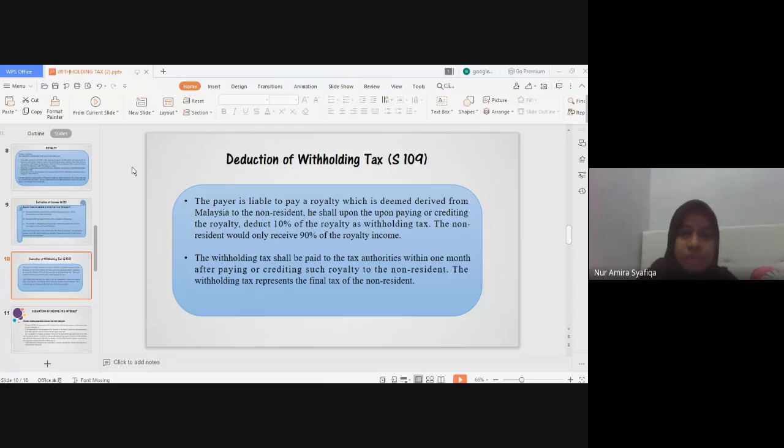For deduction of withholding tax, the payer is liable to pay a royalty which is deemed derived from Malaysia to a non-resident. He shall, upon paying or crediting the royalty, deduct 10% of the royalty as withholding tax. The non-resident would only receive 90% of the royalty income. The withholding tax shall be paid to the tax authorities within 1 month after paying or crediting such royalty to the non-resident.